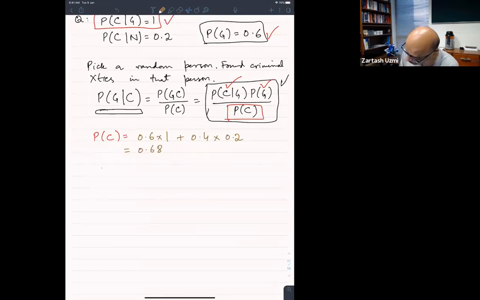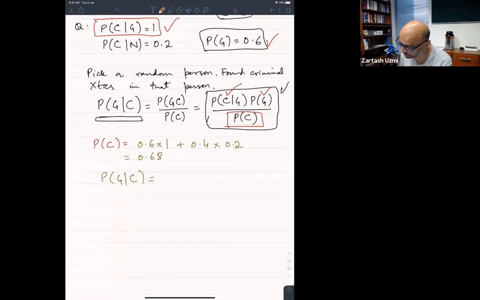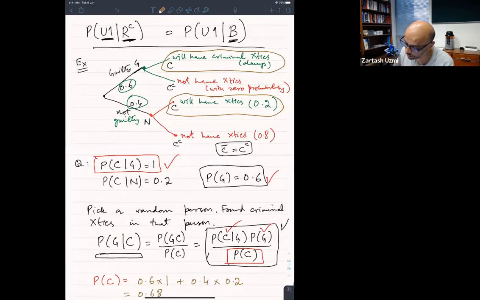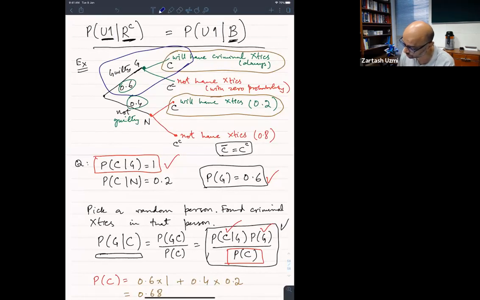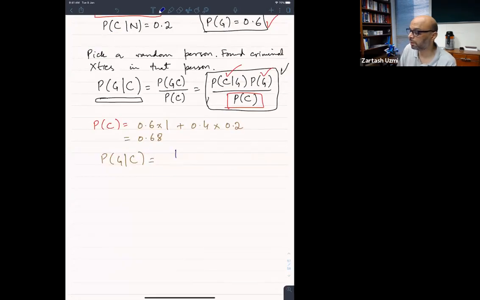So then the probability of guilty, given that you have the characteristic, is going to be probability of C given G. C given G is this guy here. C given G is 1. If you are guilty, you will always have the characteristic, and the probability of guilty is 0.6, divided by 0.68, which turns out to be 0.882. So not quite 100%. If you have the characteristics, there is a high probability, 88.2% probability, that you will be guilty, but not 100%.